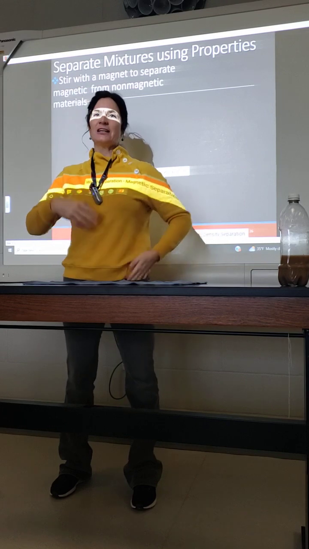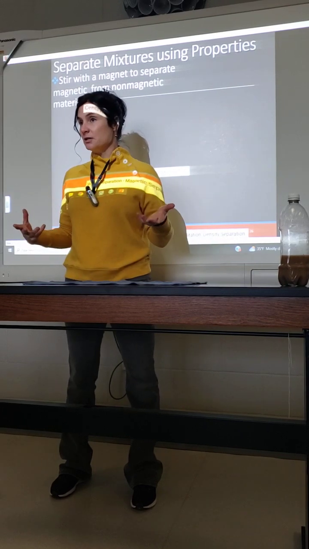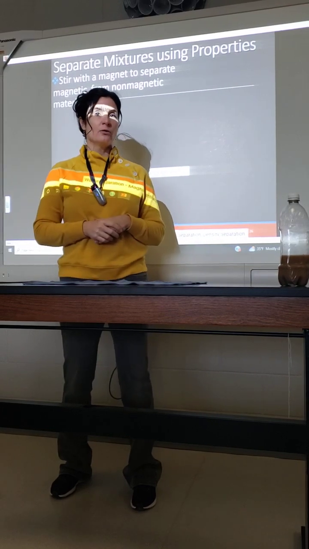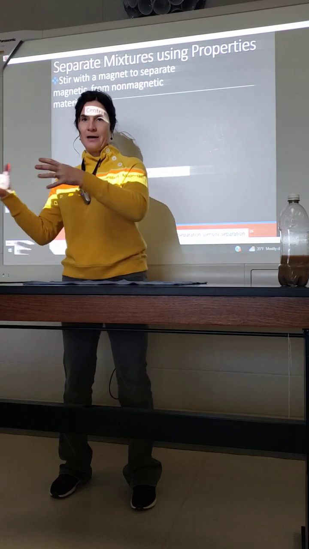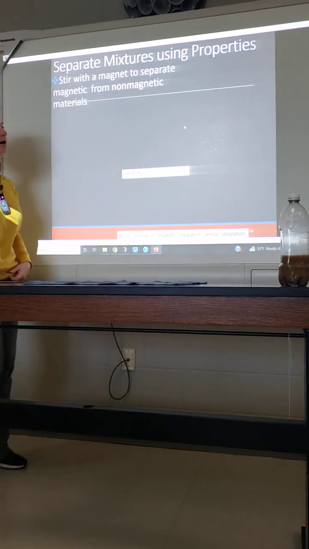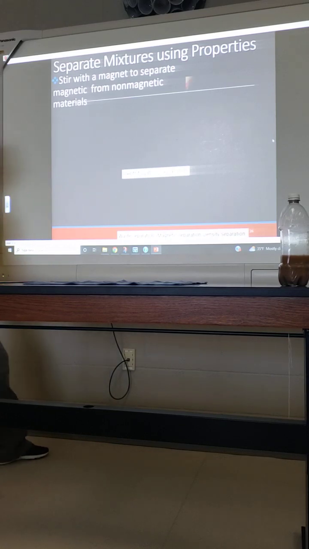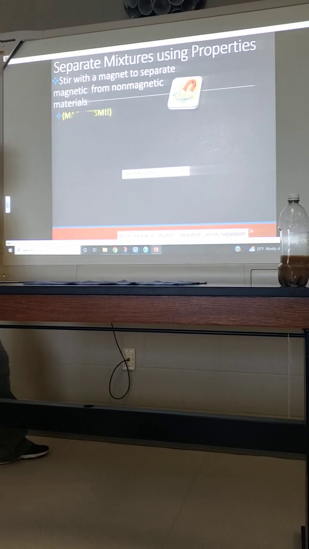So instead of having to hand sift through the material, they're able to just use that electromagnet to grab everything that is magnetic out of that pile, leaving the non-magnetic stuff. So the property that would be used in this situation would be magnetism.